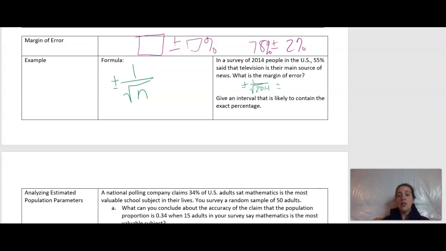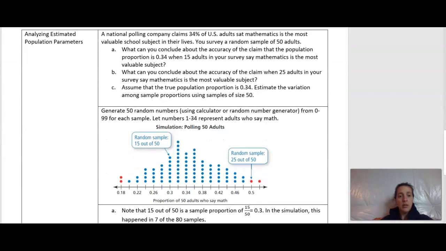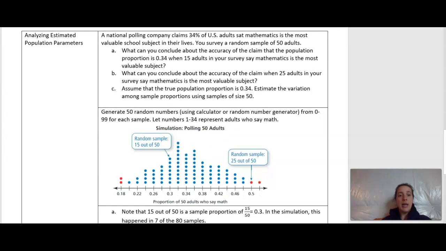I broke it again. So I would have my 55%, and then I would add to it that percentage that I found, and I would subtract from it the percentage that I found as well. So that would give us that interval that would contain it. Now it's working. Okay. So now we're going to analyze some estimated population parameters, right?